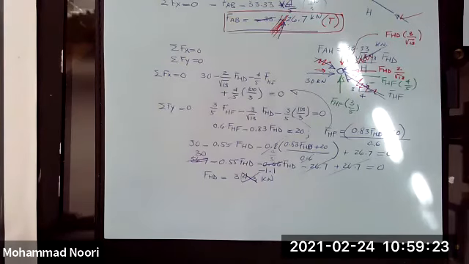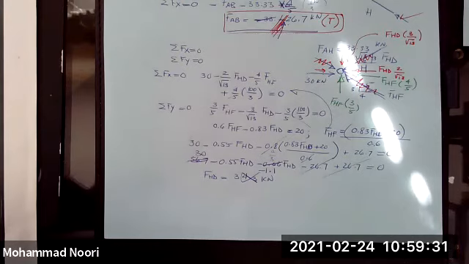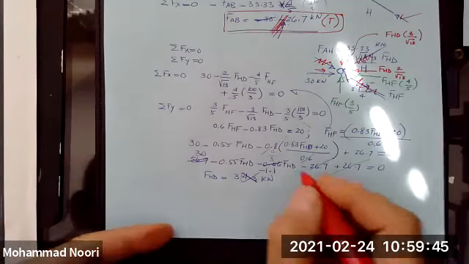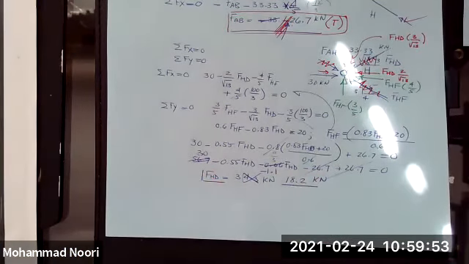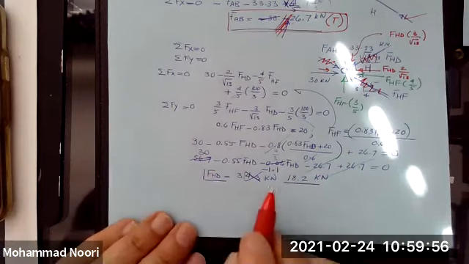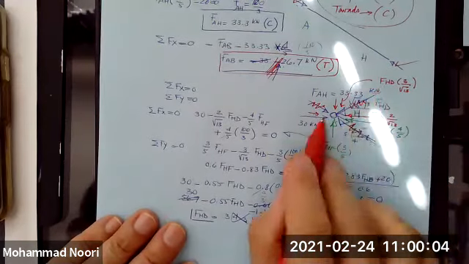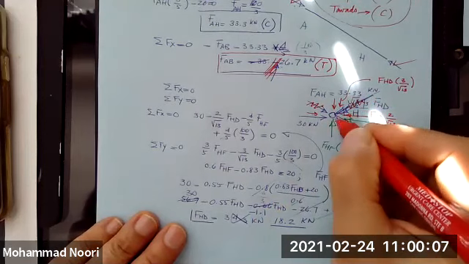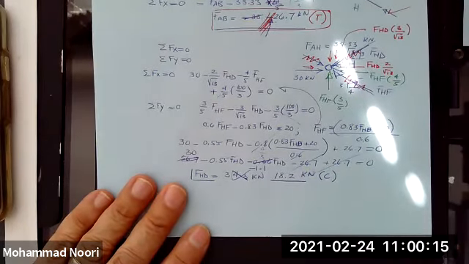So I have 30 divided by 1.65 comes out to be 18.2 kilonewton. Okay, so if f of HD came out to be positive, what does that mean? That means the assumed direction here is correct. So the force coming towards the joint, that means this member is in compression. So I write it next to that.